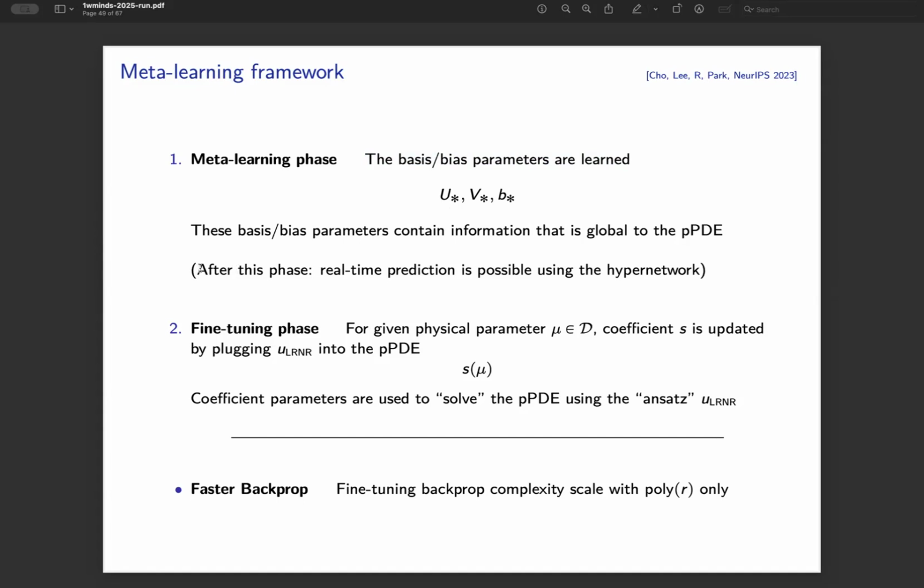And then after this phase, you can do a data-driven prediction. For example, if you're interested in the parametrized PDE, then you can give a data-driven approximation at the end of this so-called meta-learning phase, after this has learned.